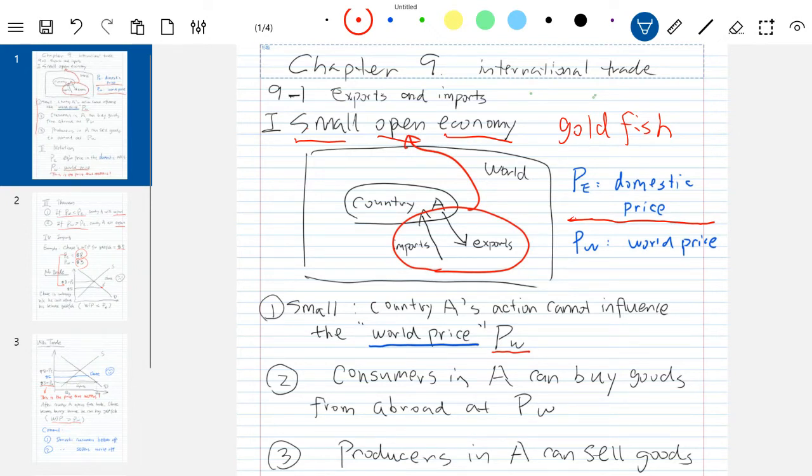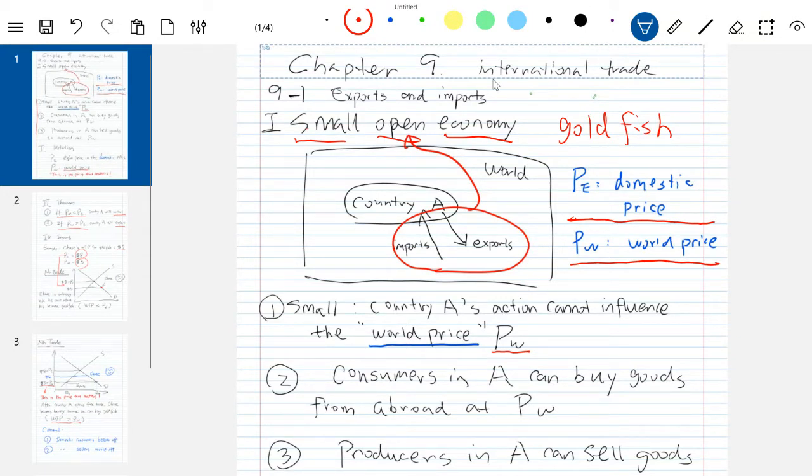We're going to call this price the domestic price of goldfish. This is the price, again, within country A. However, since there are other countries who are also producing and demanding goldfish, we're going to say the price from the rest of the world of goldfish is the so-called world price, denoted by PW.